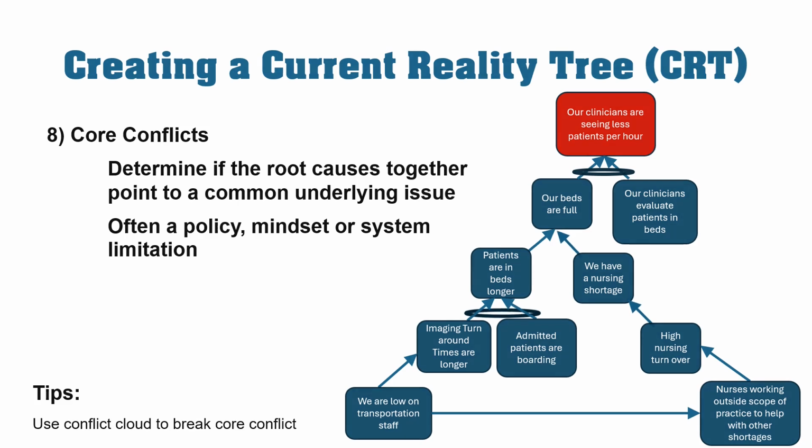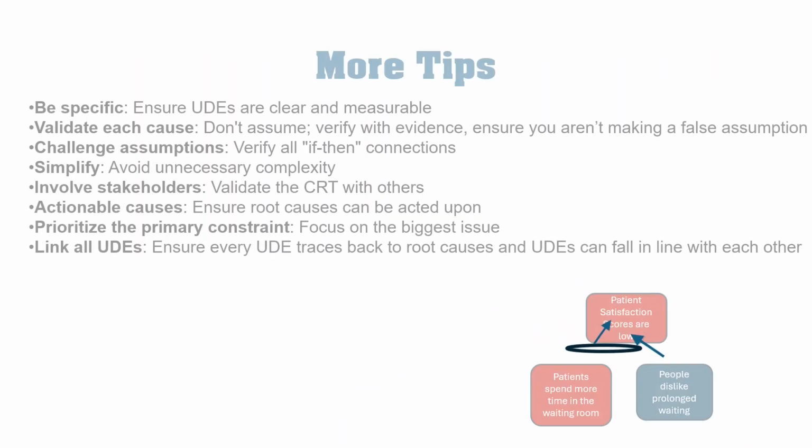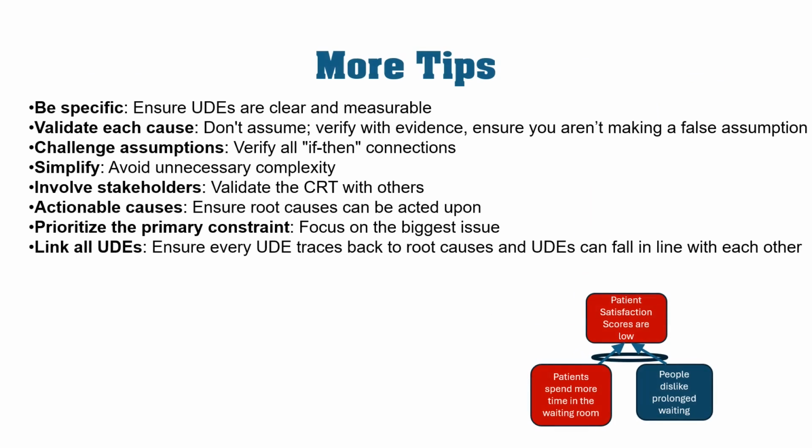You want to make sure you're very specific. So you want to ensure that all of your UDIs are clear and measurable. You want to validate each cause. Don't make assumptions. You want to verify with evidence. If you make a false assumption, you could lead yourself down an incorrect pathway. Make sure you challenge everything with the if-then connections and do the double check on the way up. It's very important. You also want to simplify where you can. Don't add extra complexity that might not be needed.